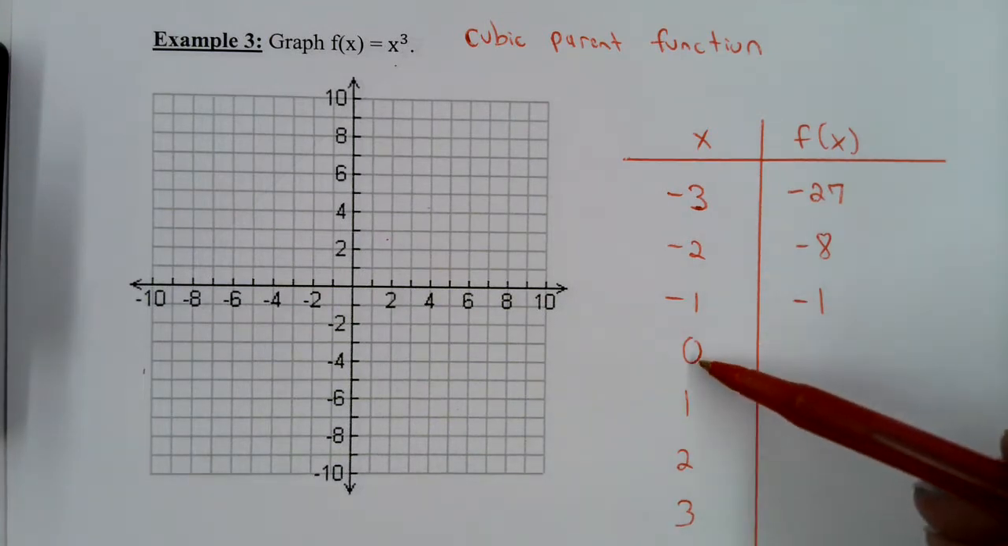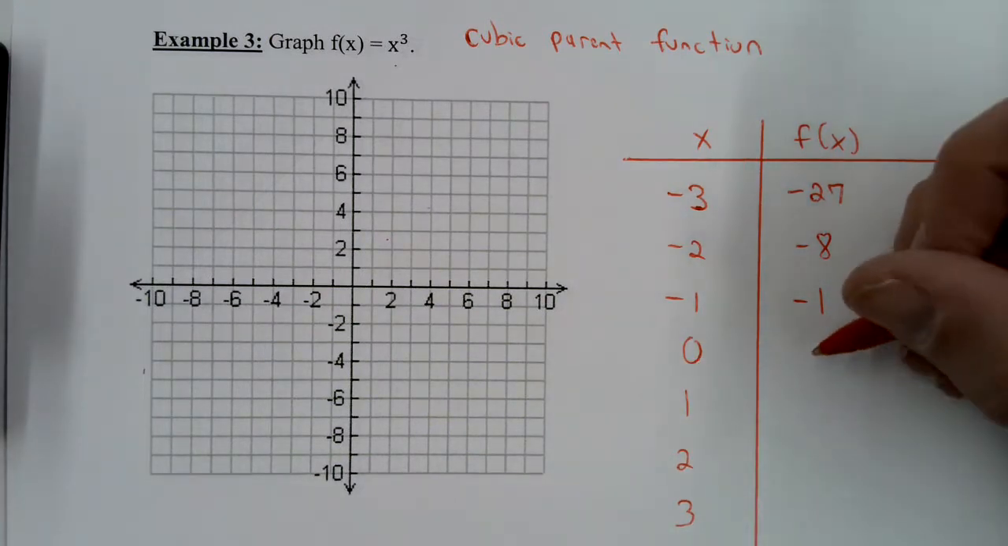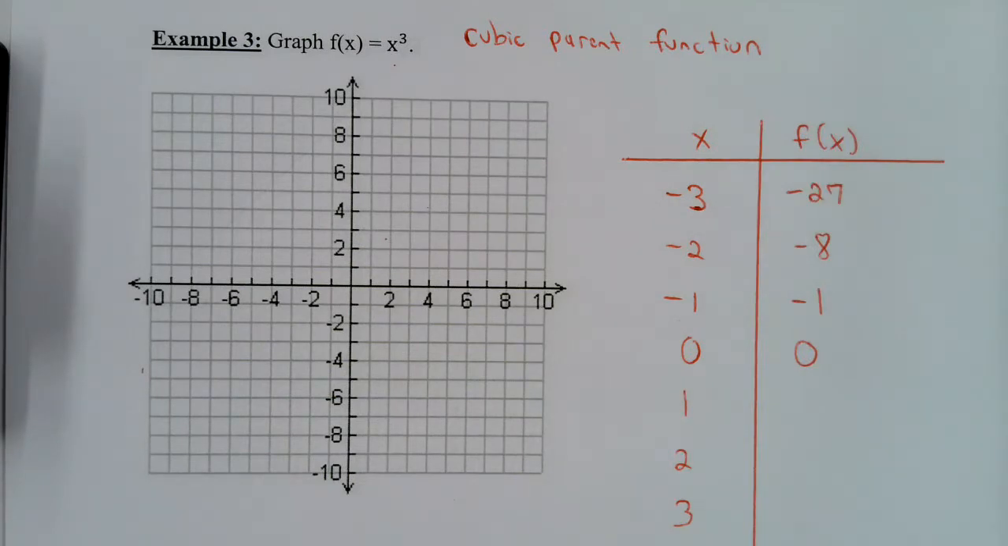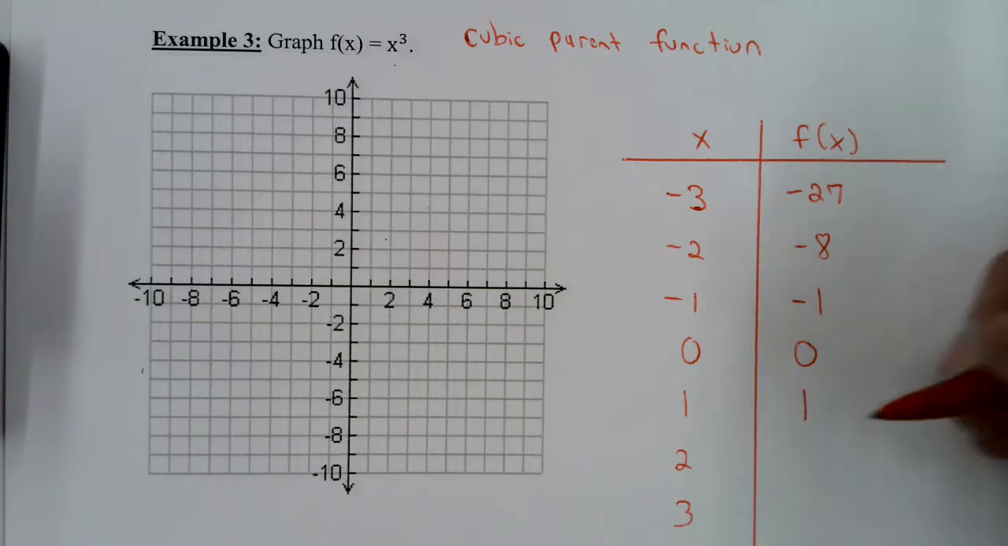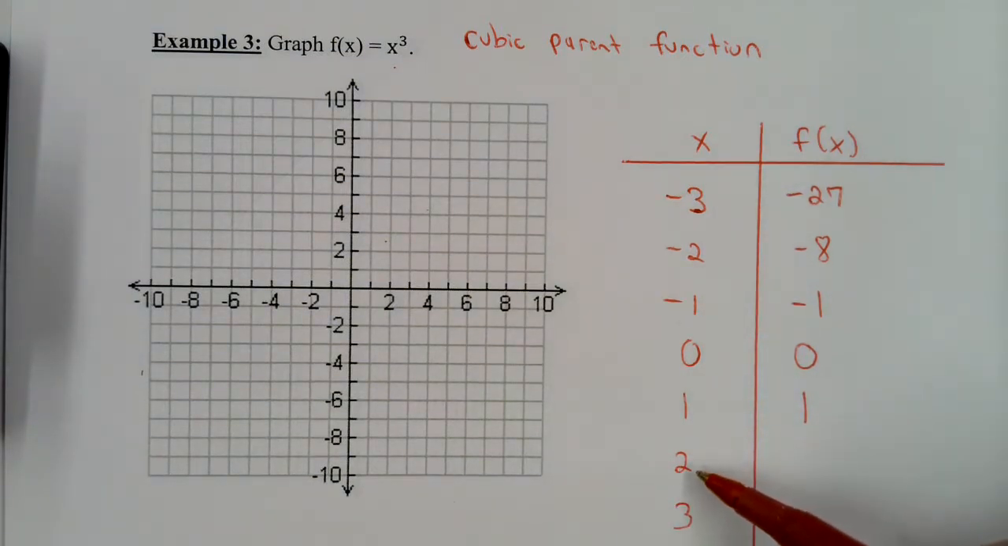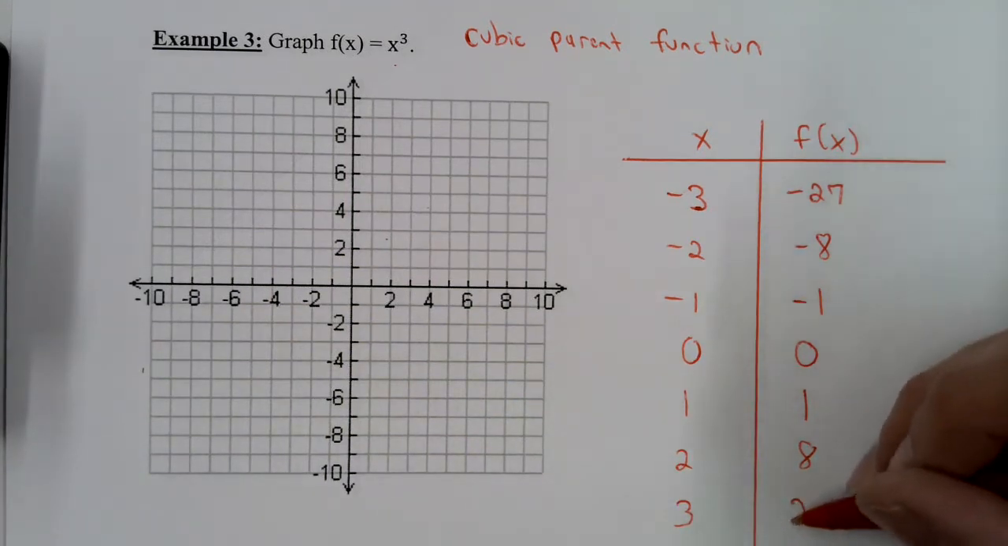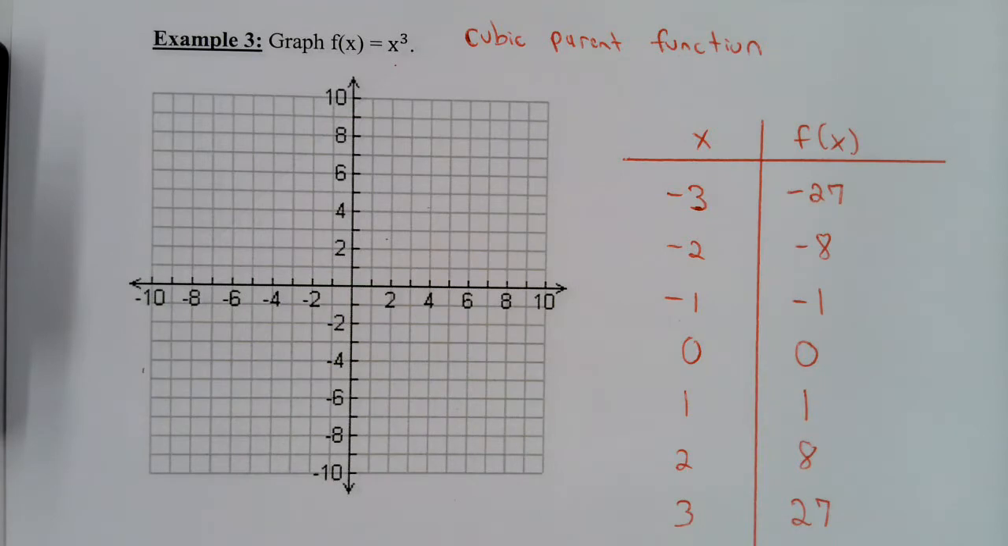When x is 0, 0 times 0 times 0 is 0. 1 times 1 times 1 is 1. 2 times 2 times 2 is 8. 3 times 3 times 3 is 27. So that's not going to fit on the graph either. So we'll graph these 5 middle points.